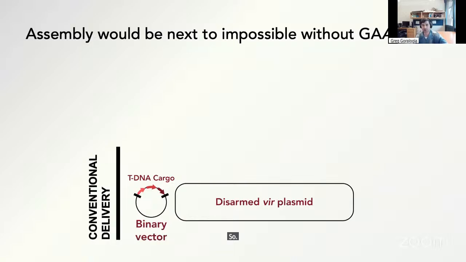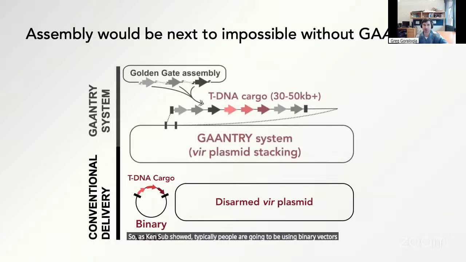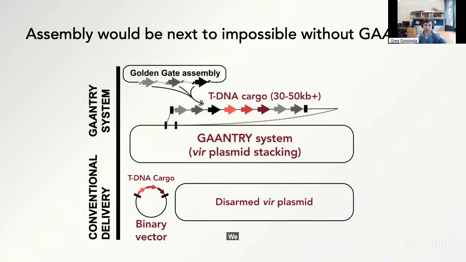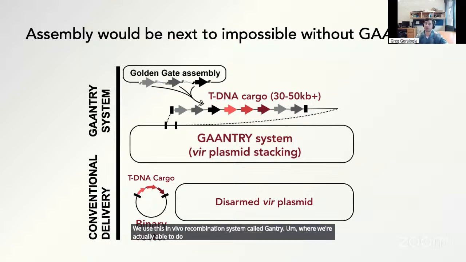So as Keunsub showed, typically people are going to be using binary vectors and a disarmed Vir plasmid. We use this in vivo recombination system called gantry, where we're actually able to do Golden Gate assembly, but then load those iteratively as cargo into the Vir plasmid. So this is actually more similar to the unitary system that Keunsub shared.